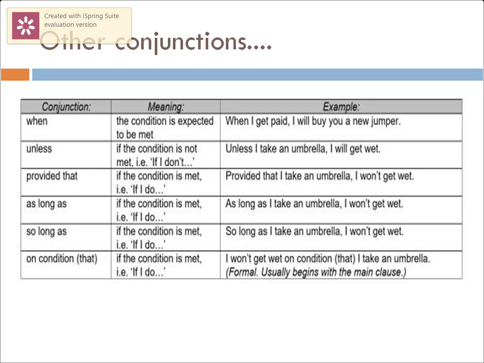Okay, so other conjunctions can also be used in place of if. You can also use when, unless, provided, as long as, so long as, on condition. These are some other conjunctions which can be used in place of if. So when is used when the condition is expected to be met, and unless is used when the condition is not expected to be met.